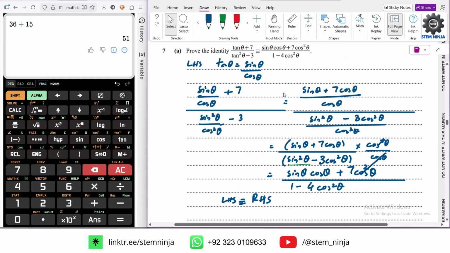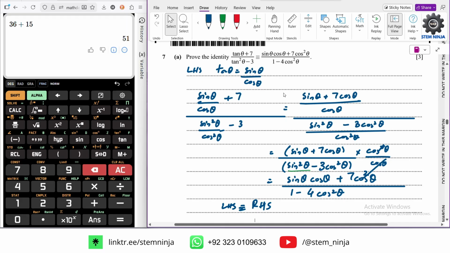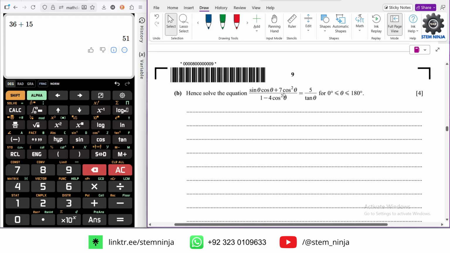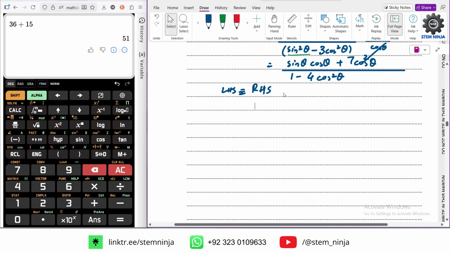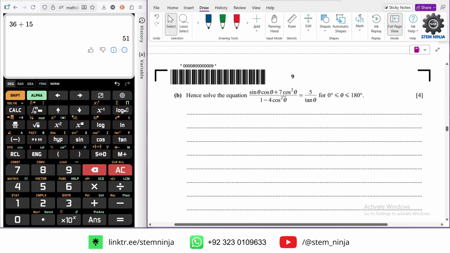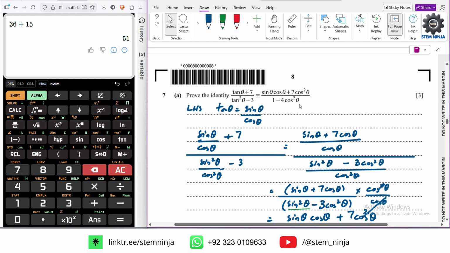Okay, if you want to do the right hand side, I think you can just basically reverse the process. Right, okay, let's see the B part. Hence solve the equation. This equals to 5 over tan theta. So this is, what was it? Tan theta plus 7 divided by tan squared theta minus 3, or was it plus 3?